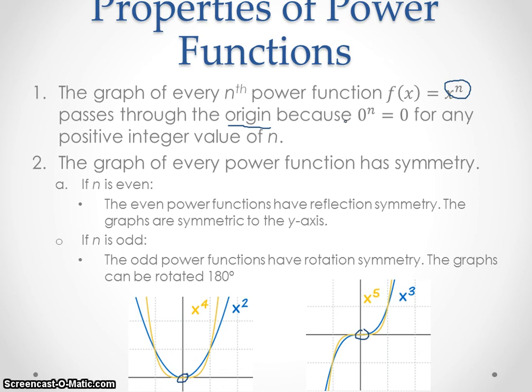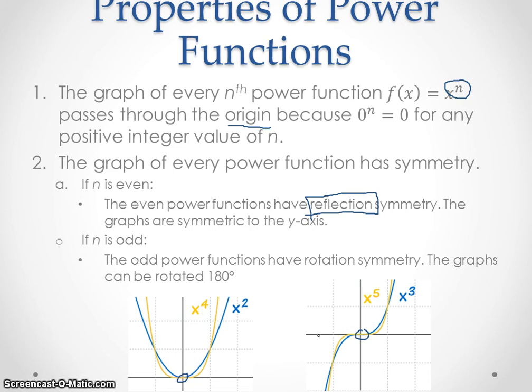Number 2, we can break them down into evens and odds. So like even would be x squared or x to the fourth power. Odds would be x to the third and x to the fifth power and seventh and ninth, etc. So if n is even, notice these look very, very similar. The even power functions have a reflection symmetry, meaning the graphs are symmetric to the y-axis, which means you can fold them over on top of each other. That's what reflection symmetry means, like looking in a mirror. Each side is exactly the same. So they're going to be symmetric to the y-axis and kind of have a parabolic shape. So they're going to make parabolas.